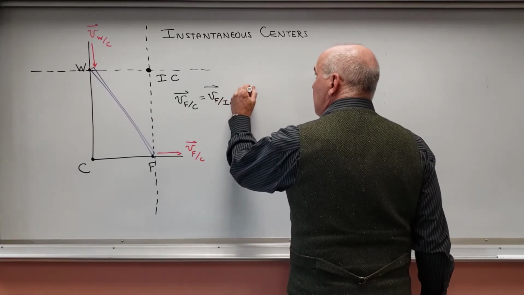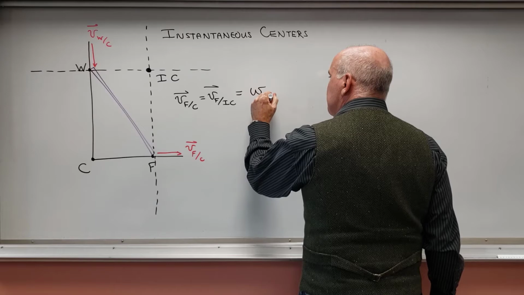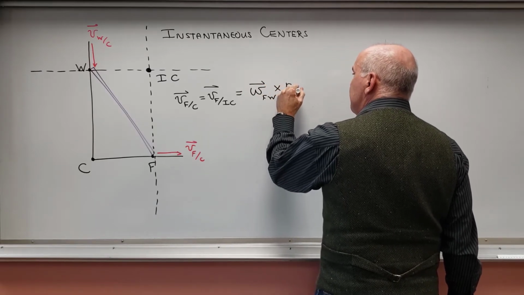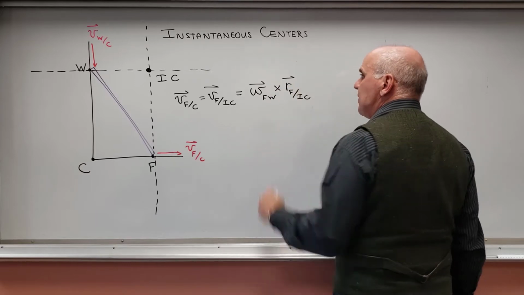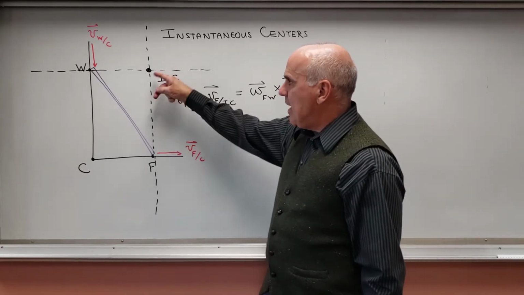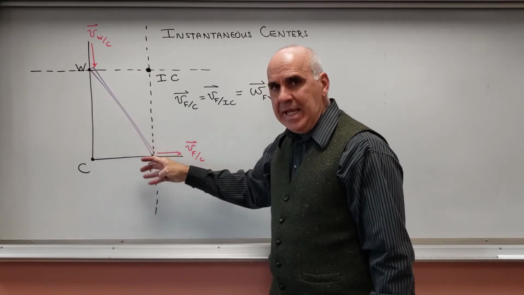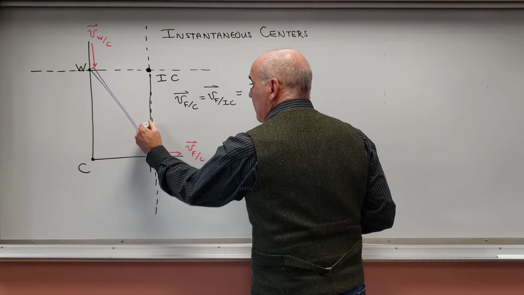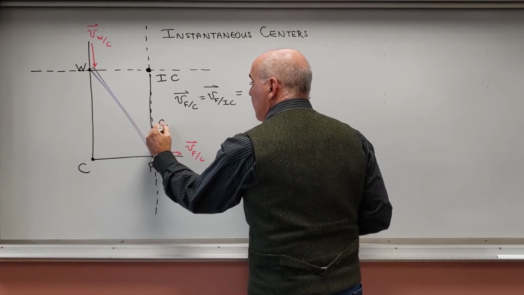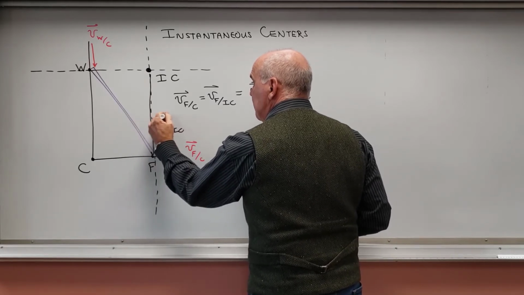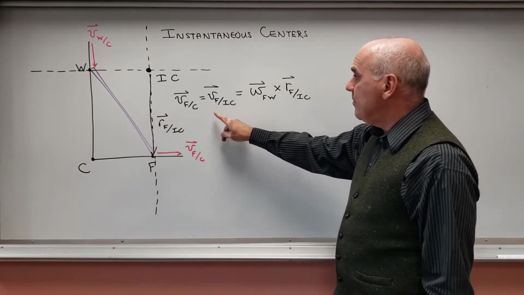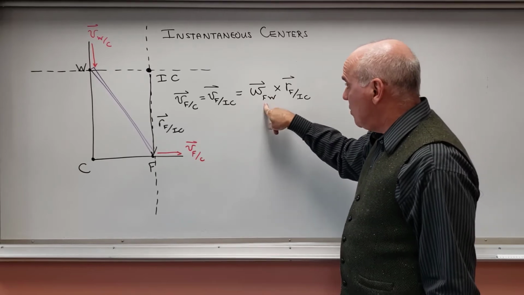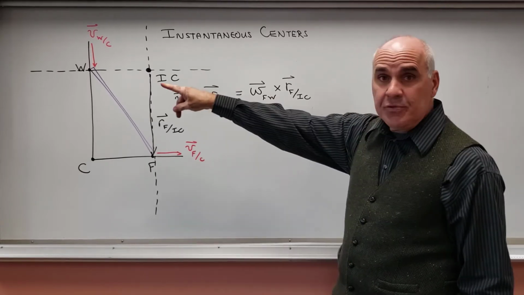But that's going to equal omega FW, the omega of the ladder, crossed with the position of F with respect to the instantaneous center. So I can figure out, if I have some dimensions on the ladder and the angles, I can figure out what that vector is. Right? This is R, the R of the floor with respect to the instantaneous center. And that's going to give me the velocity then of the floor portion with respect to the instantaneous center. This omega right here is the same for the floor as it is for the wall.